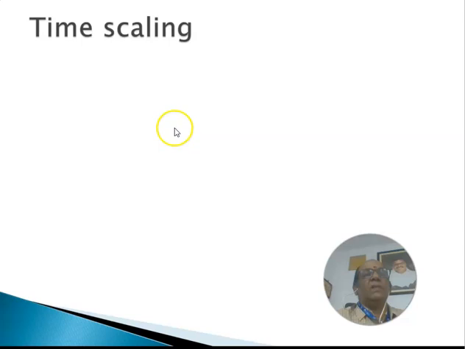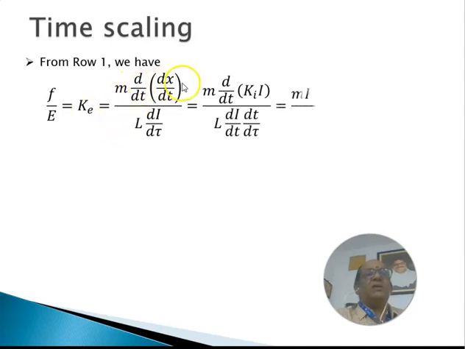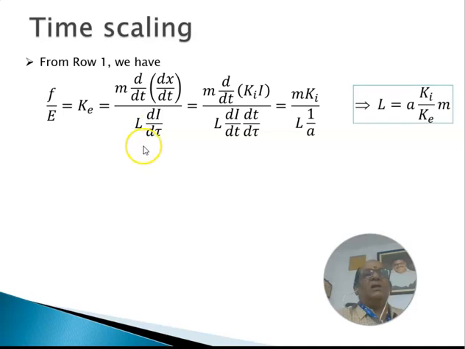Just as we have done in the previous case, we'll consider each row in the table and write down one equation. From row 1, we have F by E, which is the voltage factor Ke, is m d square x by dt square by L di by d tau. You can see t here for the mechanical system, tau here for the electrical system. This simplifies to Ke is equal to M Ki by L into 1 by A. That is, L is equal to A into Ki by Ke into M.